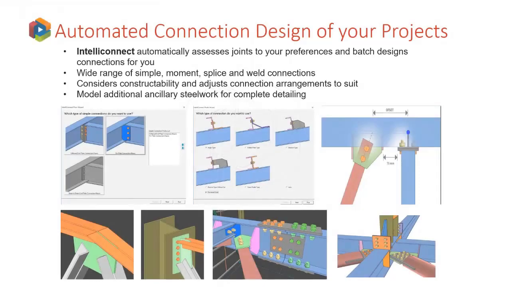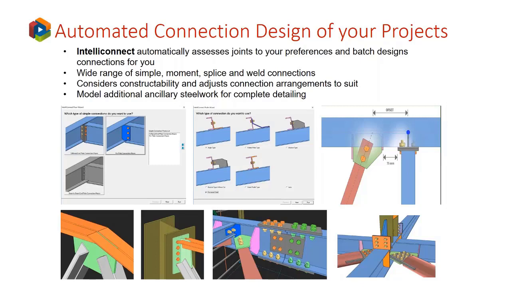So let me just summarize. Automated connection design for your projects. Intelliconnect, we talked about that. It automatically assesses joints for your preferences and batch designs a wide range of simple moment, splice, and weld connections. It considers the constructability, which is huge, and adjusts connection arrangements to suit.